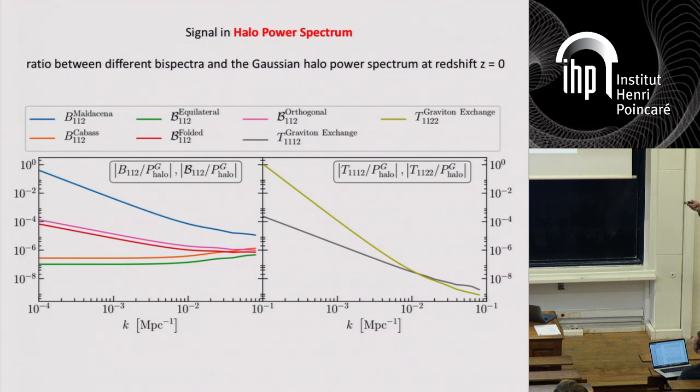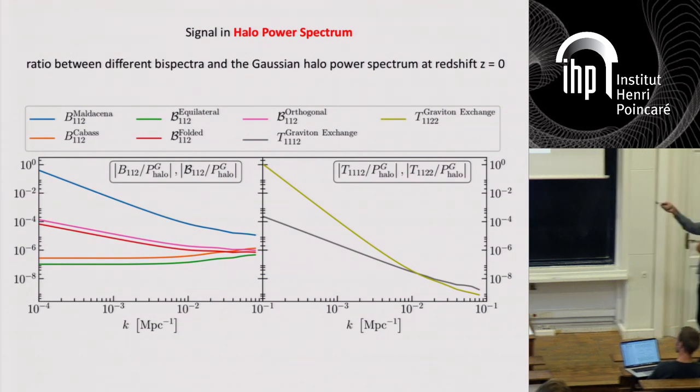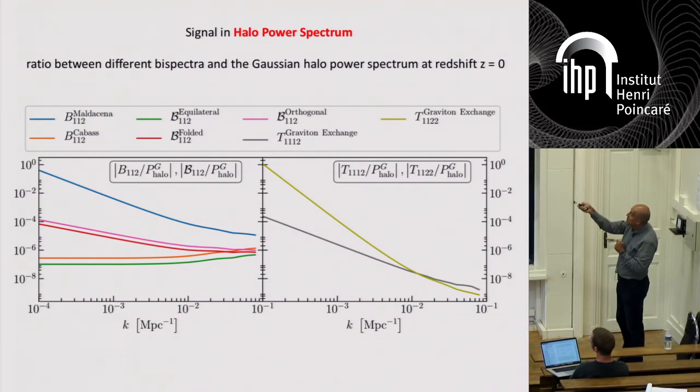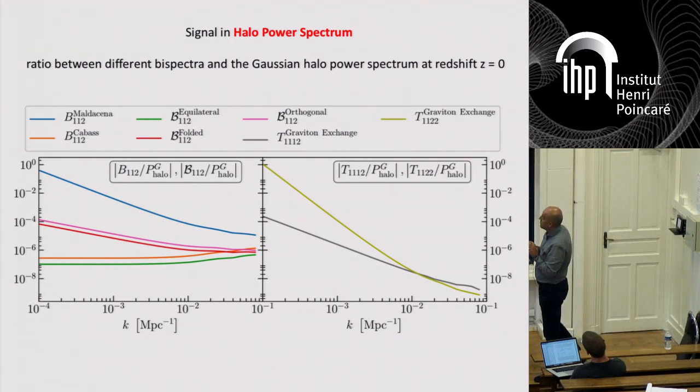Now on the right, on the green line or yellow line, depending on your eyesight, what you see is the result of the graviton exchange on the power spectrum. And you see that this term is quite significant. Here I have filtered out all the squeezed shapes, so this one only has equilateral shapes. The nice thing, to our surprise, was that this term comes back to be at a significant level when you measure the power spectrum.